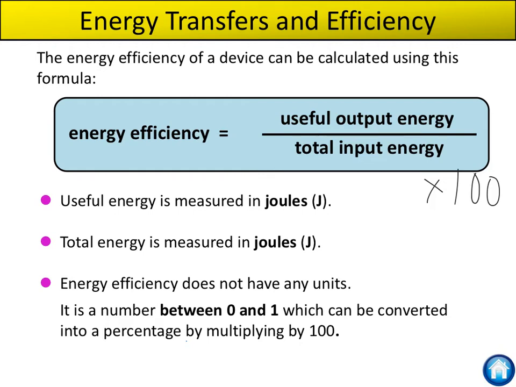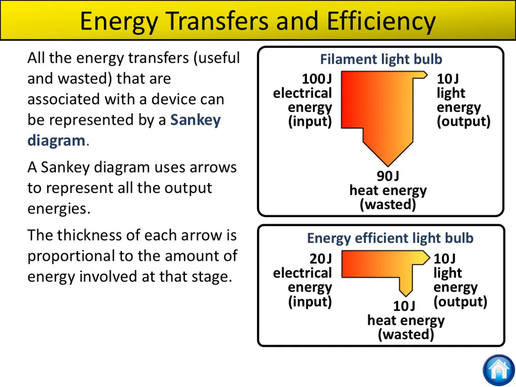Okay, so if you end up calculating the efficiency of something in the exam and it's a number greater than 1 or a percentage greater than 100, you know you've done something wrong, so you need to look back over your work. Energy transfer diagrams are really useful for showing efficiency of objects and devices that transfer electricity or energy. So all the energy transfers, useful and wasted, are shown for the device, and they're usually represented by something such as a Sankey diagram, which we've got examples of here.